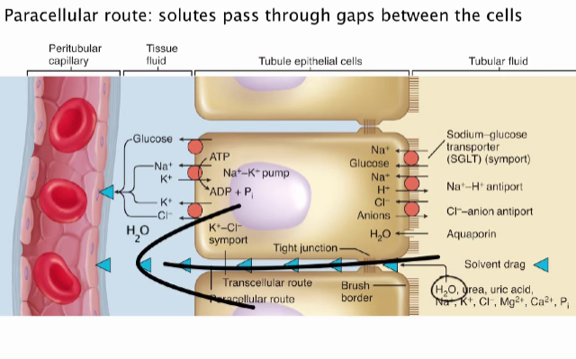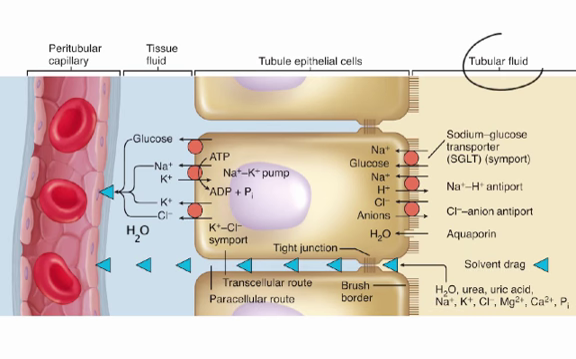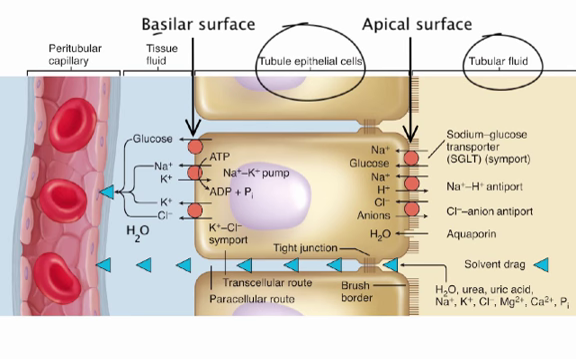The water carries dissolved solutes with it in a process called solvent drag. Water and solutes leave the tubular epithelium via the basilar surface and then enter the tissue fluid of the kidney. Then, water and solutes are reabsorbed into the bloodstream by the peritubular capillaries. This happens by way of osmosis and solvent drag.